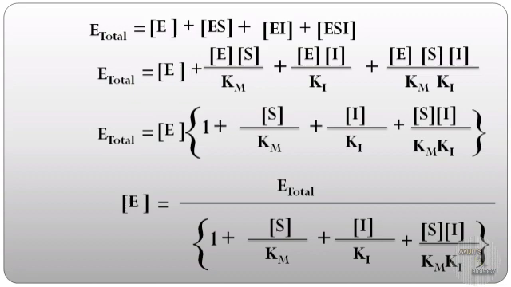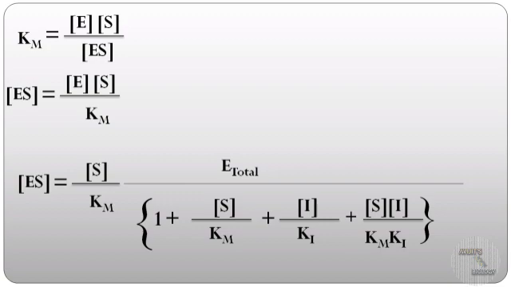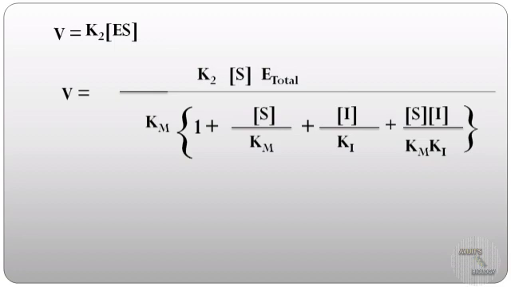As I have told earlier, Km equals E into S by ES, or ES equals E into S by Km. So we can write that ES equals S by Km into E total by 1 plus S by Km plus I by KI plus S into I by Km into KI, as I have put the value of E in this equation. We know that the velocity or the rate of the reaction is V equals K2 into ES. And now if we put the value of ES which I have derived earlier, we can write that V equals K2 S E total by Km into 1 plus S by Km plus I by KI plus S into I by Km KI.